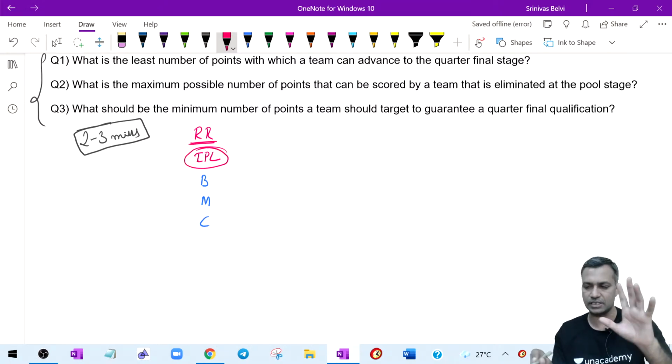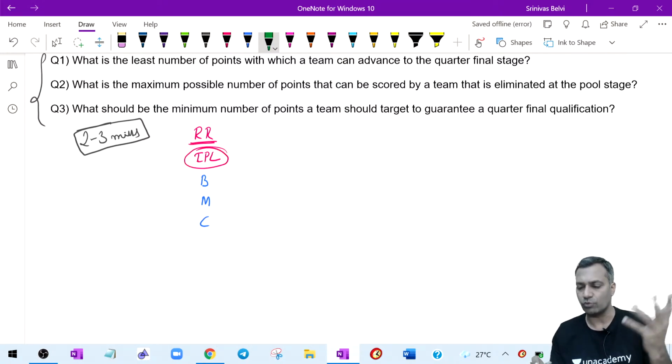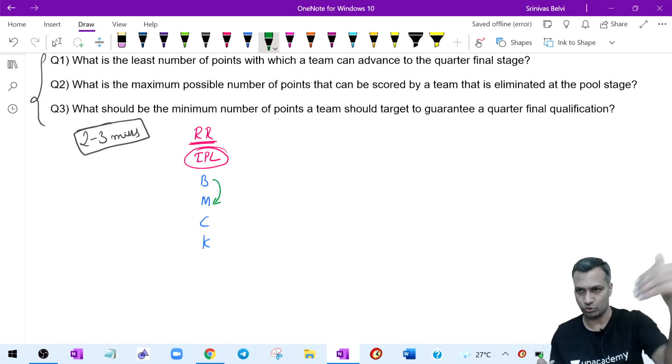IPL is just an example to illustrate what a round robin is. Let's assume there is another team, say Kolkata. I just took some 4 cities; there are many more. So what happens? The Bangalore team goes to Mumbai and plays a match out there. Then, by reciprocation, that is called the home ground for Mumbai.